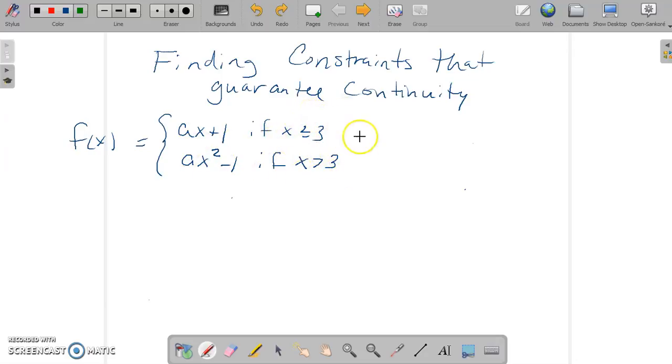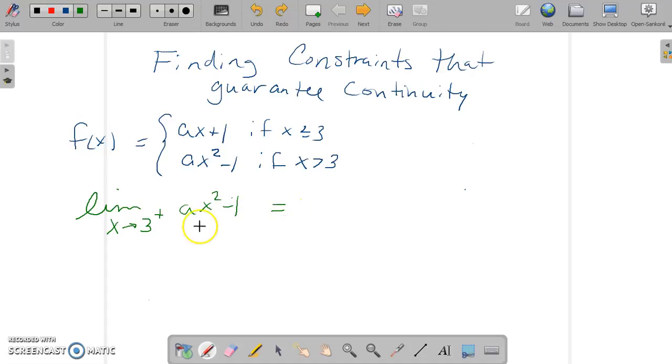So here's a function. The problem area is at 3. That's where the possible discontinuity is. Okay, so we want to figure out what A would have to be in order for it to be continuous at 3. So in order for it to be continuous at 3, as x approaches 3 from the right, when x is greater than 3, we would use ax squared minus 1.